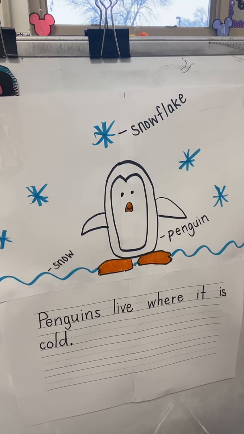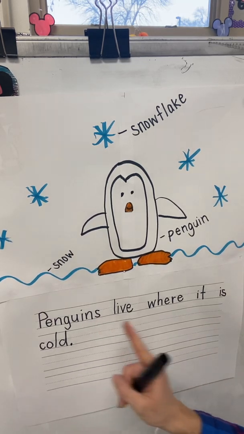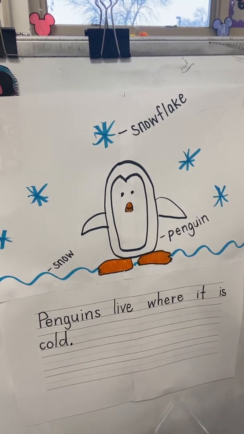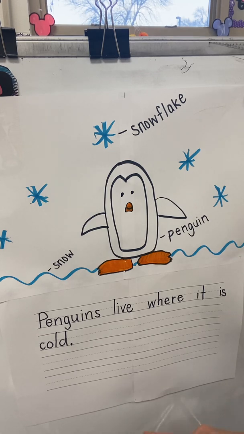But I'm ready to write a second sentence. So I said penguins live where it is cold. What else could I say about how they live where it's cold? They like the snow because snow is cold, right? And I know they like the snow because I read all about how they like the cold snow under their feet and they like to play in the fluffy snow. So let's write, they like the snow.